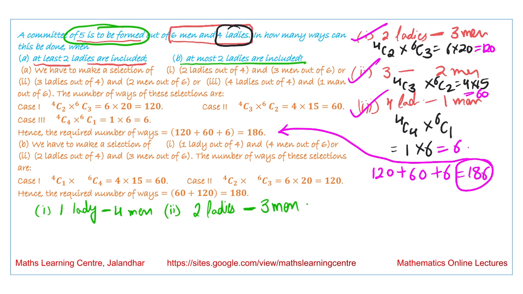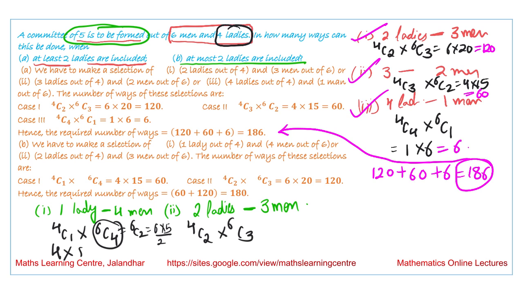So in this case the answer we obtain, the number of ladies, it is 4C1 into 6C4, and over here it is 4C2 into 6C3. So 4C1 is 4, and 6C4 is equal to 6C2. So this is equal to 6 into 5 by 2 factorial, so the answer is 15, that is equal to 60. And in this case, 4C2 into 6C3, that is equal to 120.